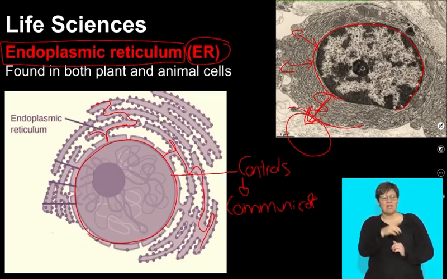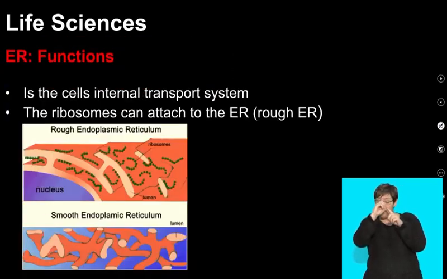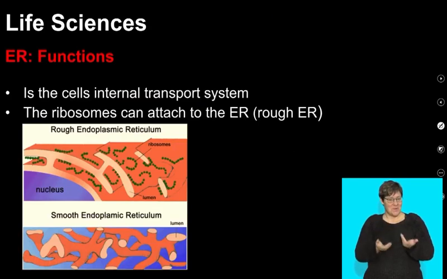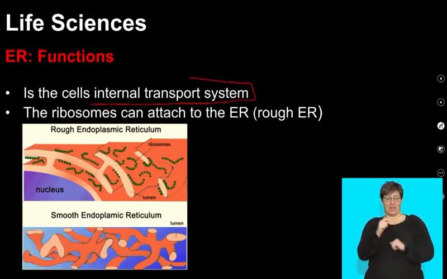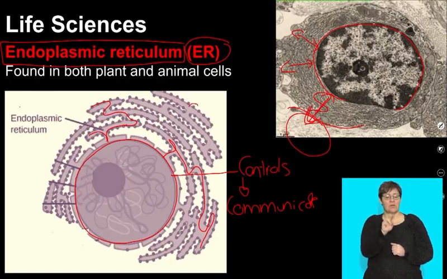Now, I'm sure you're also wondering what those circles are on them. Those circles are going to be another organelle on them. If we look at the function of the endoplasmic reticulum, the most important thing you need to know is it is an internal transport system. Now, what are those little dots? Those little dots are what we call ribosomes, and we're going to have a look at those ribosomes over there.